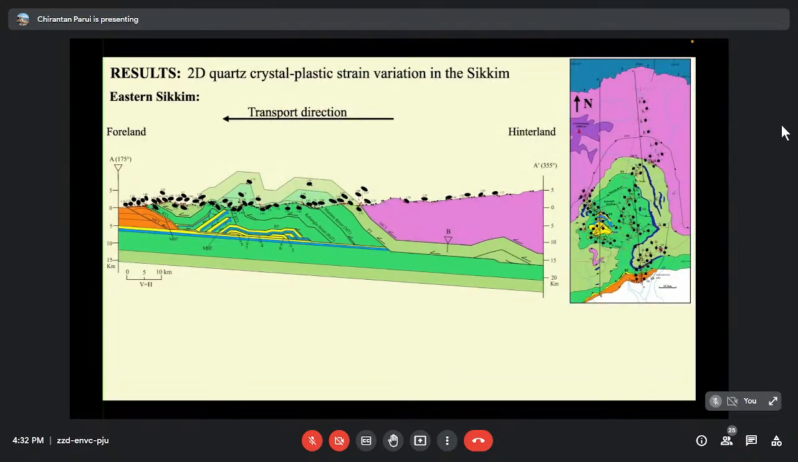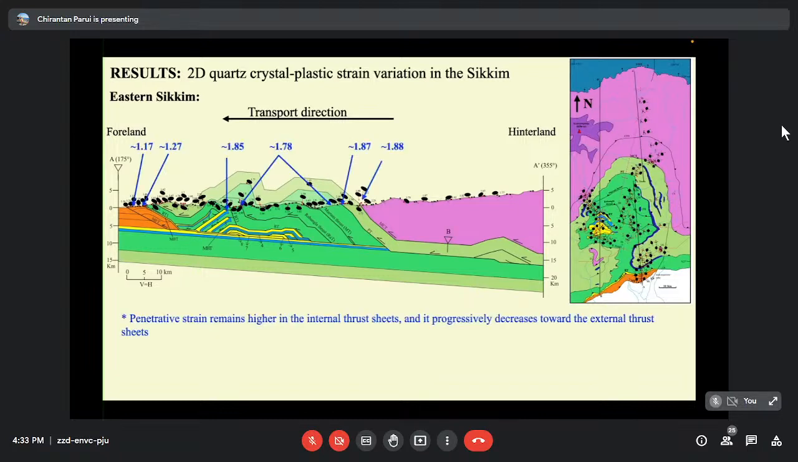So to understand how the penetrative strain is distributed at the orogen scale, I have plotted the 2D strain ellipses estimated from the XZ thin sections on the cross sections, incorporating the apparent dip of the foliation that I talked about a few slides earlier. What we can see is that the penetrative strain magnitudes remain higher in the internal thrust sheets, and it progressively decreases toward the external ones.